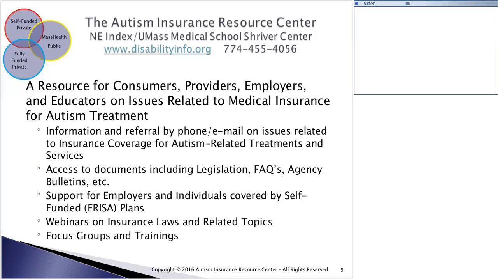And that's our information and referral and technical assistance service by phone, by email on all issues related to coverage. We have a great website with access to all the documents that might be related to this, including the legislation, a lot of frequently asked questions, some of which are attached here, agency bulletins from the Division of Insurance, from the Department of Education, and other things. We do provide a lot of support for employers and individuals who are covered by those self-funded plans, even though they're not subject to the autism insurance laws, or maybe because they're not subject to the insurance laws.